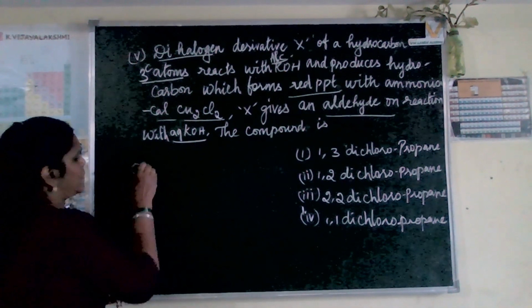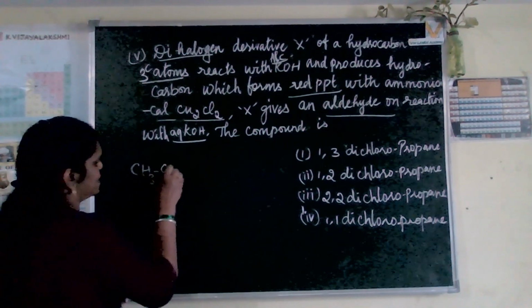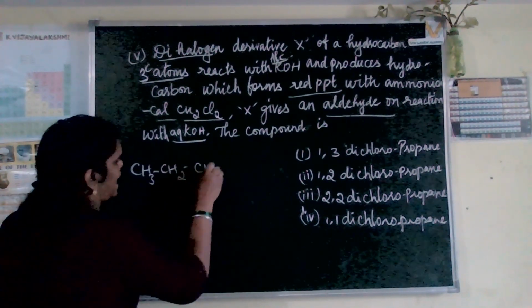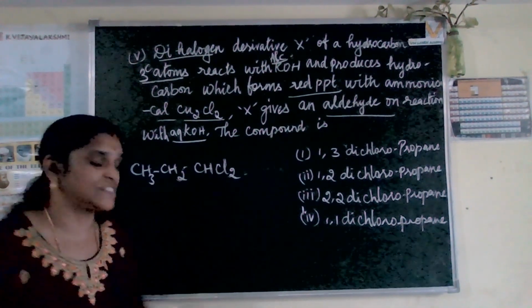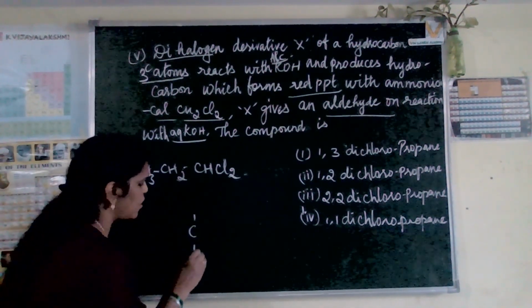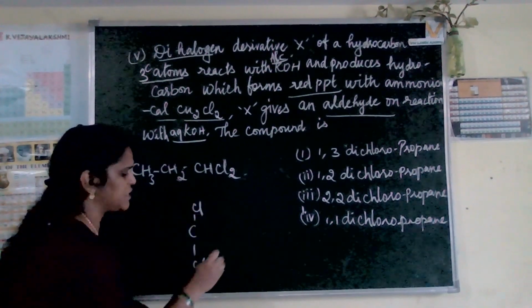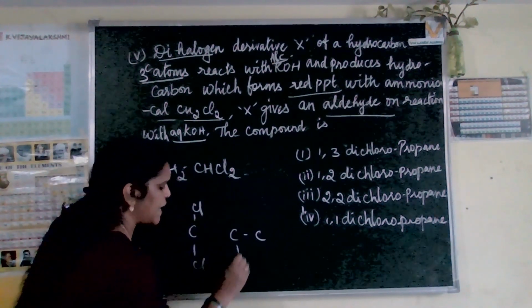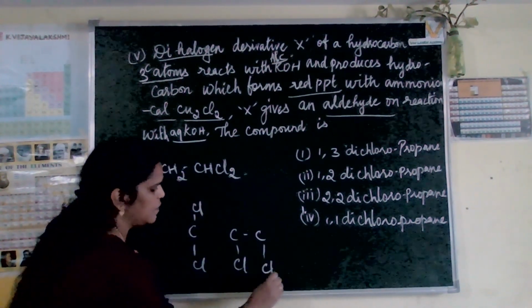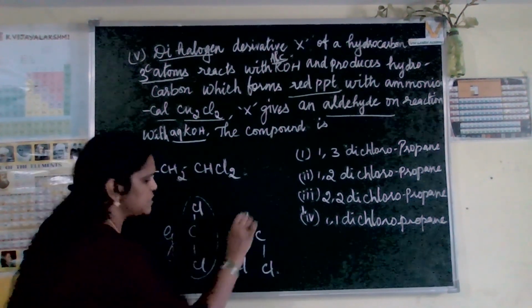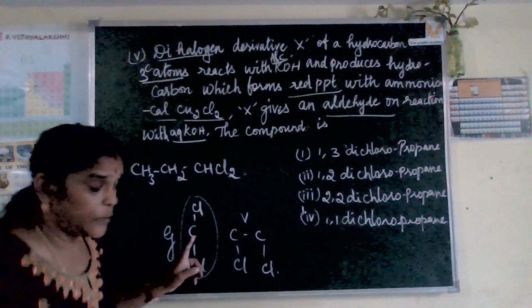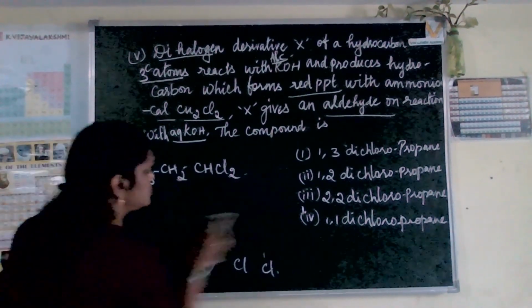Now three carbon, that means CH3, CH2, CHCl2. Here I wanted to mention geminal and vicinal. Geminal means one carbon attached with two halogens. Vicinal means two carbons attached with two Cl. So this is geminal, and this is vicinal. Okay, now come to this point.